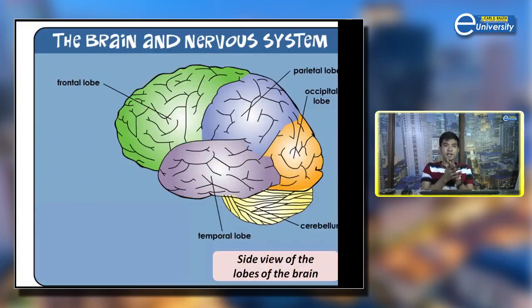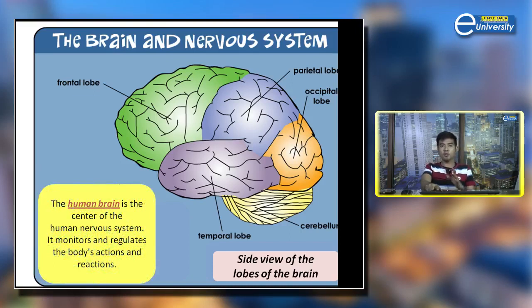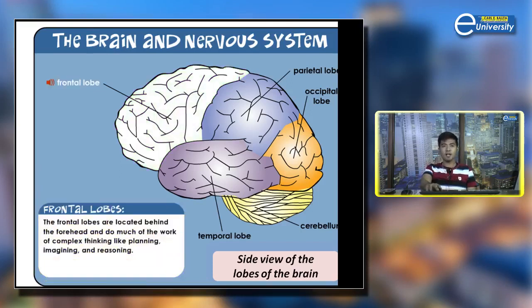So now we're going to deal with the structure of the brain. The human brain is the center of the human nervous system. It monitors and regulates the body's actions and reactions. It is divided into four lobes: the frontal lobe, parietal lobe, occipital lobe, and the temporal lobe. Let's start with the frontal lobe. The frontal lobes are located behind the forehead and do much of the work of complex thinking like planning, imagining, reasoning, and making decisions. Those are the functions of the frontal lobe.